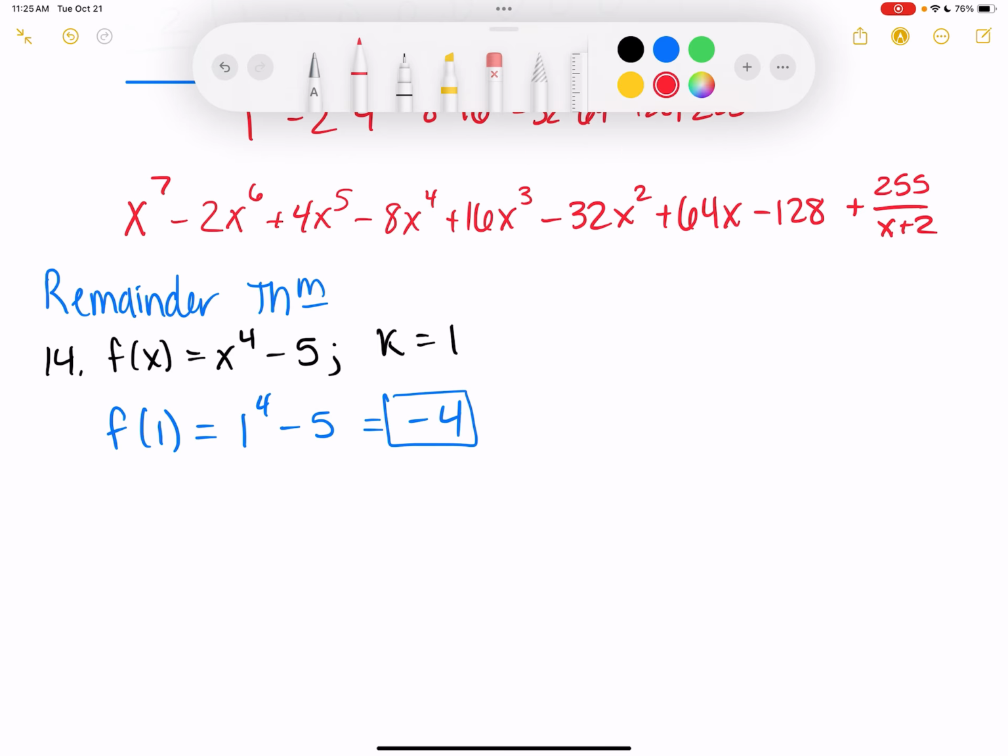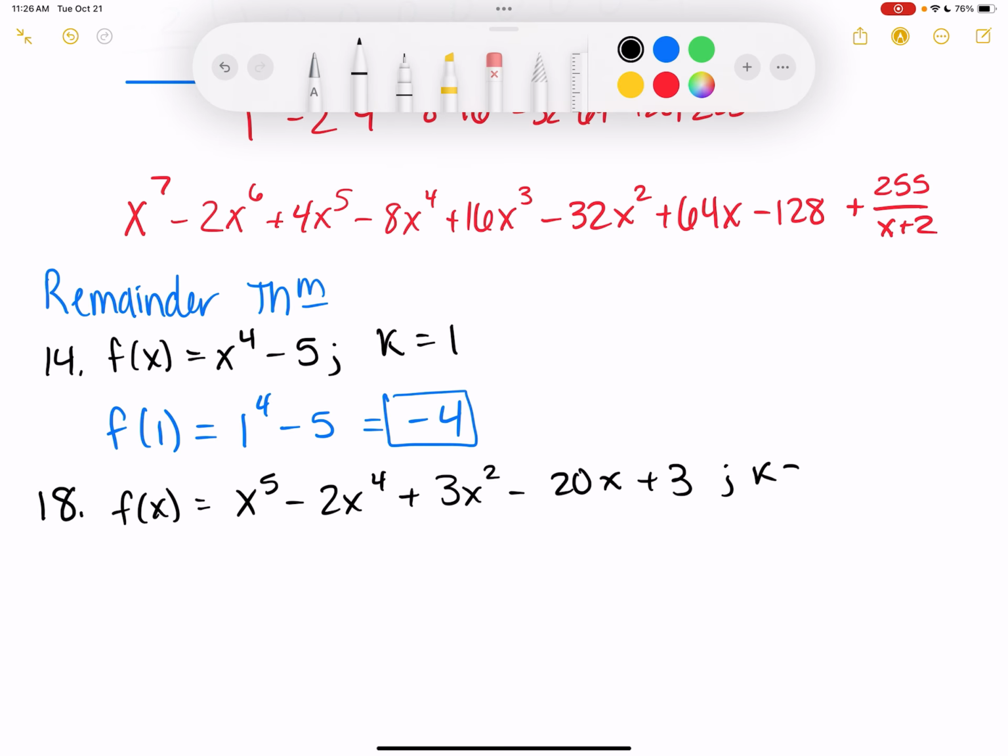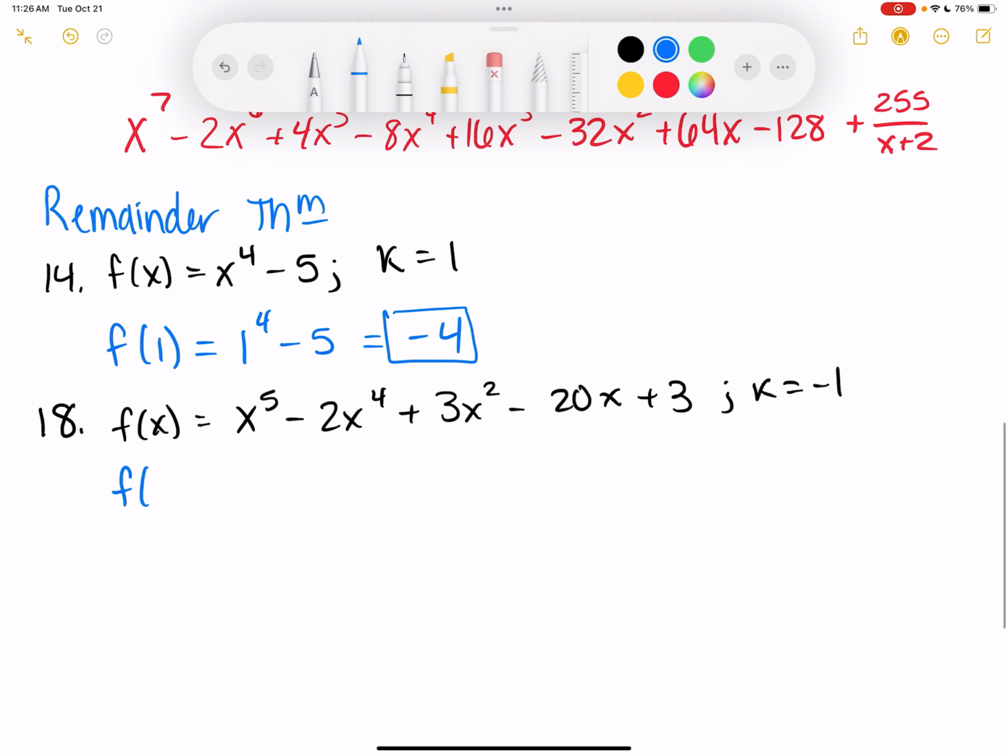Another one of these, 18. f of x is equal to x to the 5th minus 2x to the 4th plus 3x squared minus 20x plus 3, and k is equal to -1. So f of -1 is equal to -1 to the 5th minus 2 times -1 to the 4th plus 3 times -1 squared minus 20 times -1 plus 3.